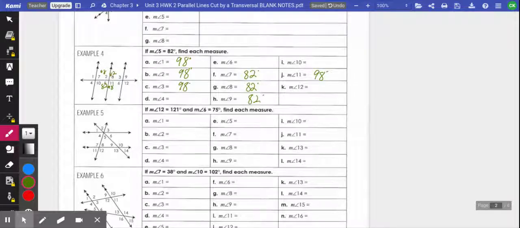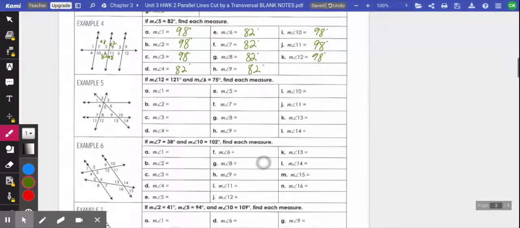And then I can do the same thing for the other side too. Angle 5 is corresponding to angle 4. Angle 5 is corresponding to angle 6. And then I can say angle 11 is corresponding to angle 10. And angle 11 is corresponding to angle 12. Could I have done it differently, but still get the same results? Of course. I could have said, oh, well, angle 5 and angle 10 are same side interior, so I do 180 minus 82. I still get the 98.